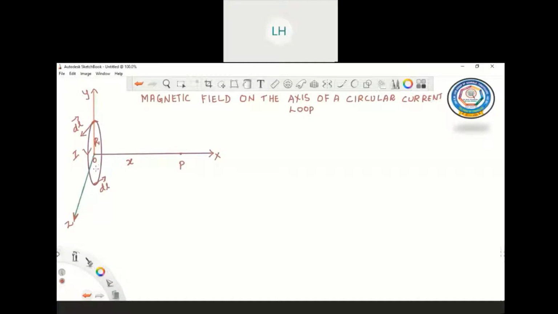The strength of the magnetic field is represented by the letter capital B. Here we assumed a small element, so the magnitude will be taken as small dB. The magnitude dB of the magnetic field due to the element dl will be given by Biot-Savart's law. So, we are going to write what is this dB here, children.